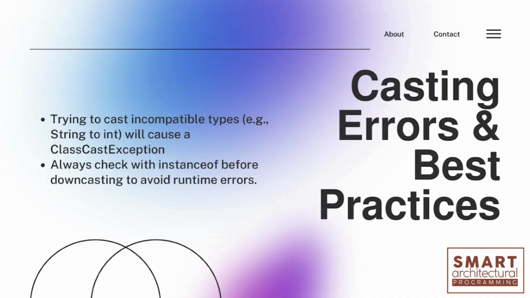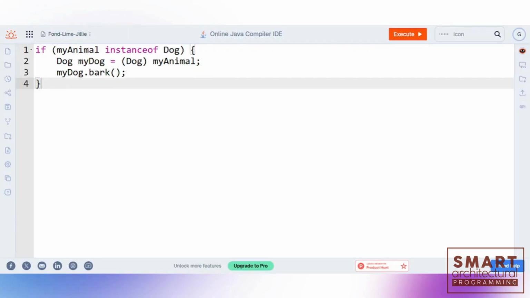Number 2, always check with instanceof before downcasting to avoid runtime errors. So with that, let's look at a code example here. As you can see, that's basically how you need to test using instanceof before downcasting to avoid any runtime errors that would happen. Downcasting is always a little bit awkward, so you need to have some safety measures in place to make sure downcasting doesn't create chaos or errors in your code.